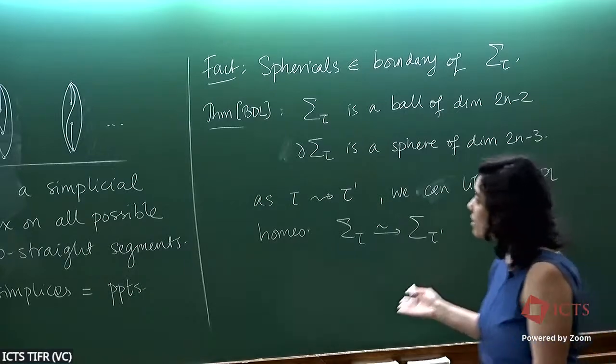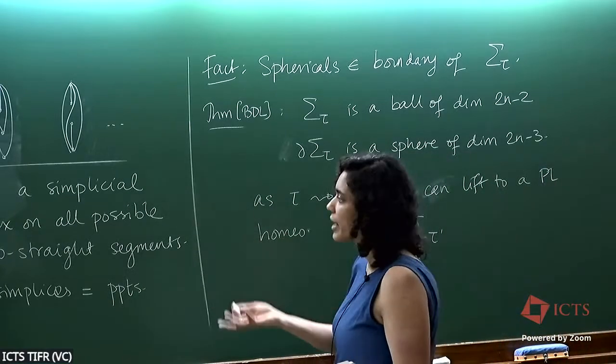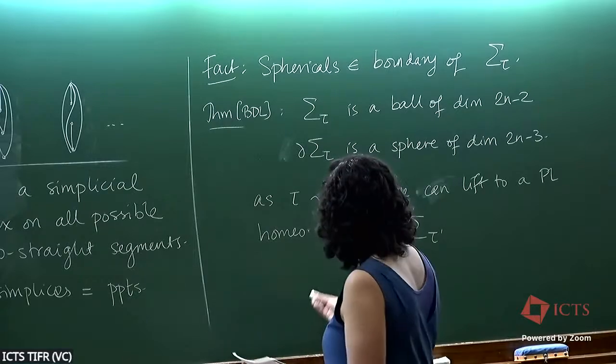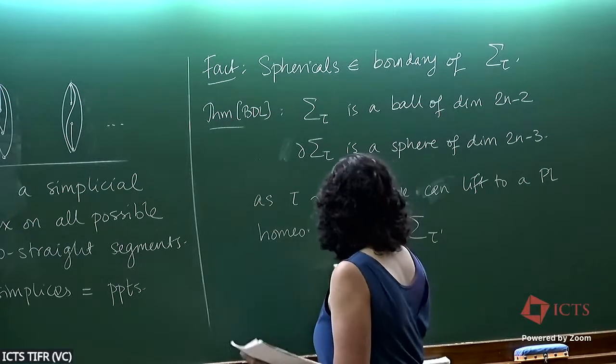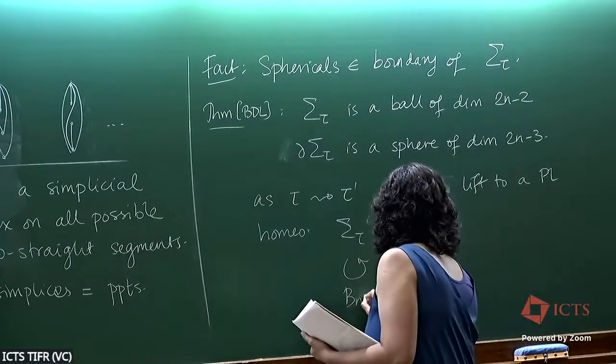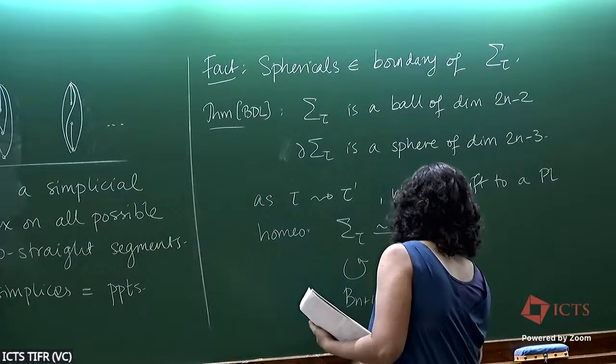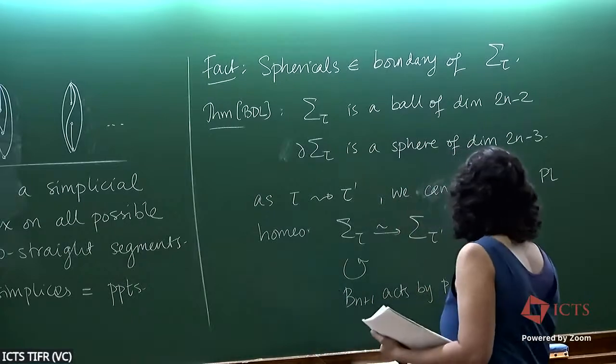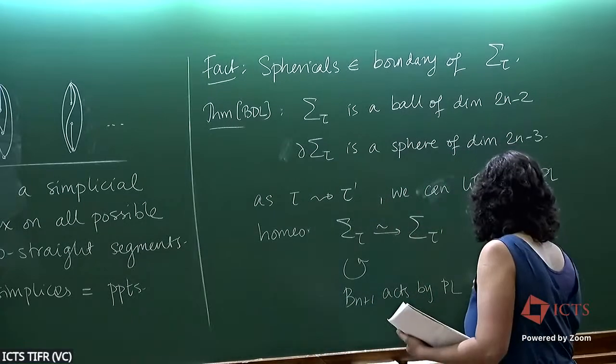And also, at the end of all of this, we started with a braid group action. So the braid group also acts on the sphericals. And the braid group acts also on the simplicial complex by PL homeomorphisms, just by following the monodromy of this kind of thing.